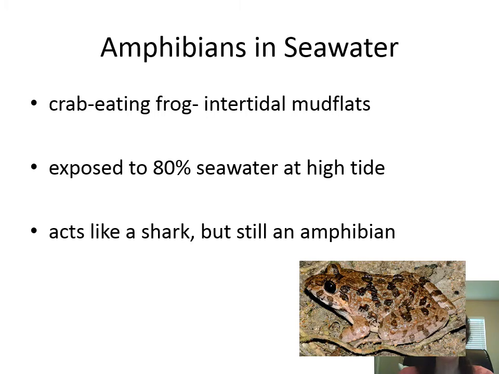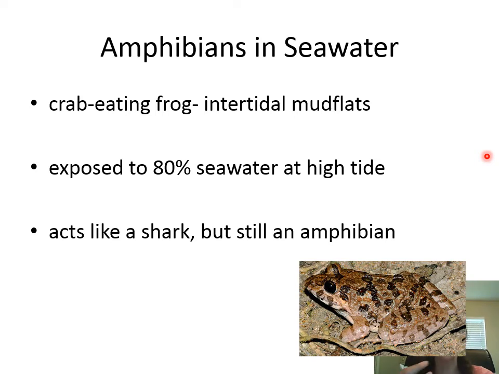We do have amphibians that live in seawater, and this is just mind-boggling to me. This is in southeastern Asia into China. We have these crab-eating frogs that are found in intertidal mudflats. Remember, amphibians absorb salts and water over their whole skin. So basically, you're taking a sponge and sticking it out there, and it's going to be absorbing salt all the time. And how do they deal with that? Well, they're a shark, pretty much. They act like a shark.